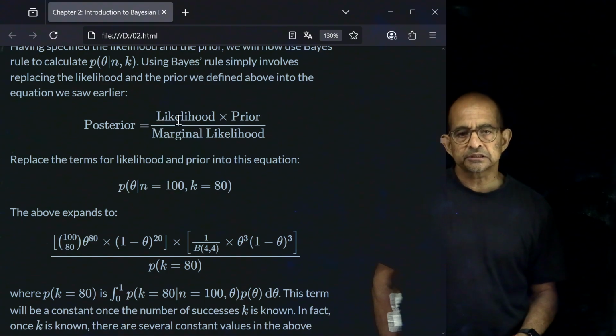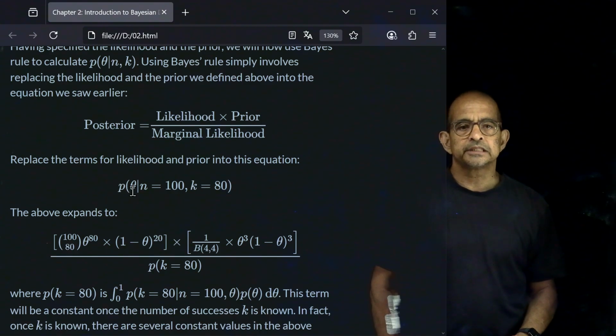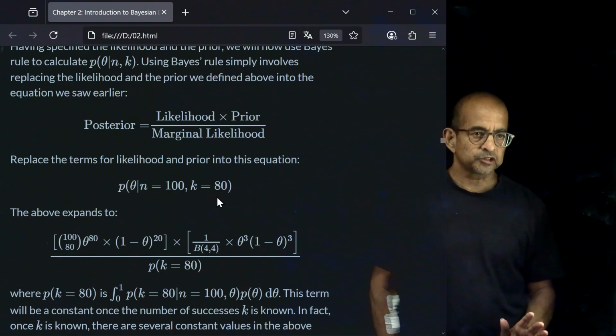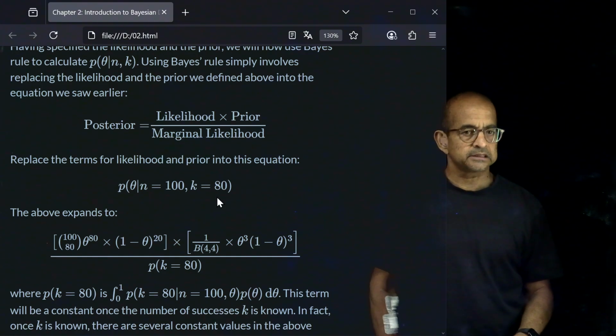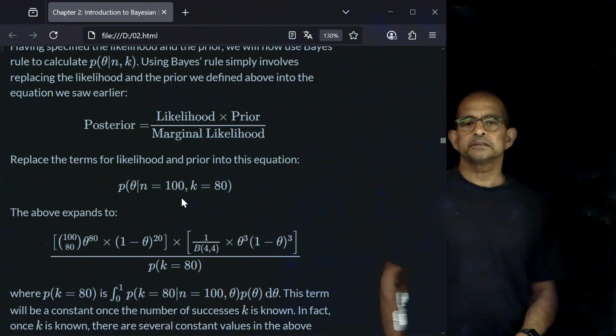So we're going to first write the likelihood in terms of the data that we have, right? So we've got the theta parameter and we've got n and k specified because we already collected the data. We have 80 successes in our thought experiment out of 100 trials, right?